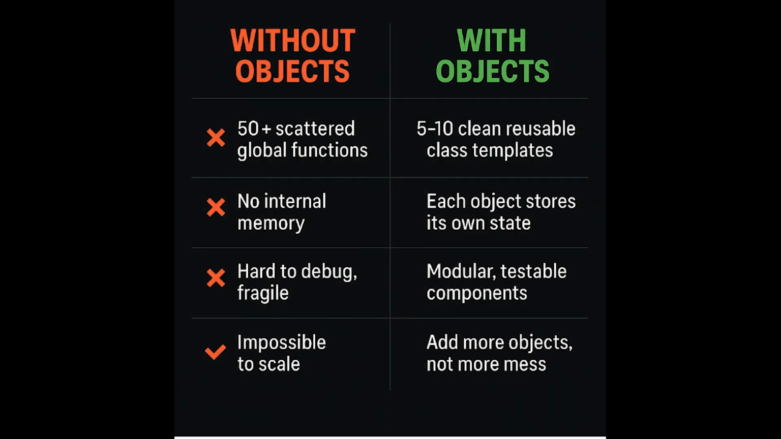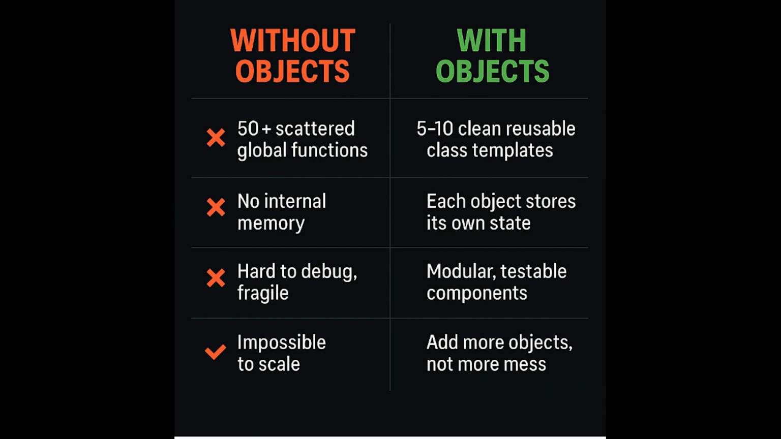Okay. So let's zoom out for a second and see why we're doing all this. Well, without objects, you will end up with dozens of random functions, while with objects, you wrap behavior into clean, reusable class templates. Also, in the non-object world, your functions don't remember anything. But with objects, each instance tracks its own memory. It's like a real sensor holding its last reading, okay? And also, spaghetti code is nearly impossible to debug, but objects are self-contained. You can isolate and test them like individual machine parts.